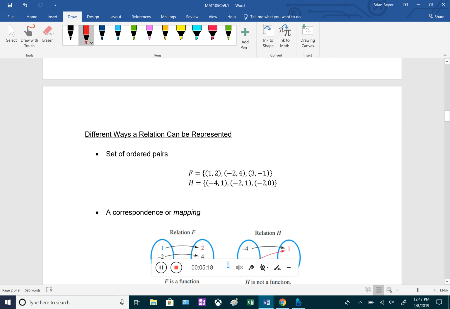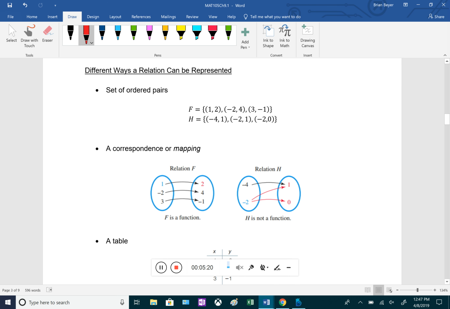Okay, so there's several other different ways that we can see how a relation is shown to us. The first way is a set of ordered pairs, which we've already done. So I just have an example for each one. So for a set of ordered pairs, let's say we have F and H here. They represent different relations, and we have the different ordered pairs.